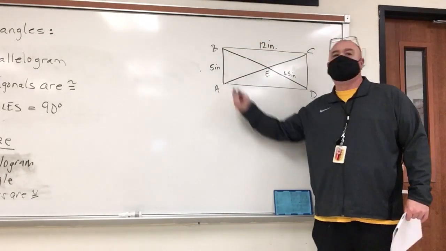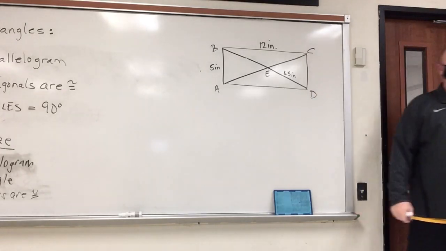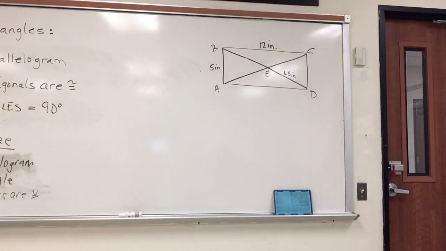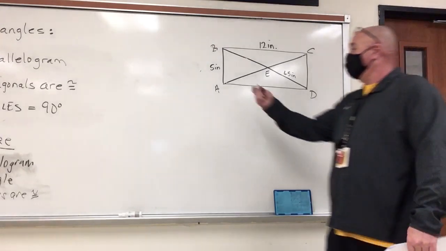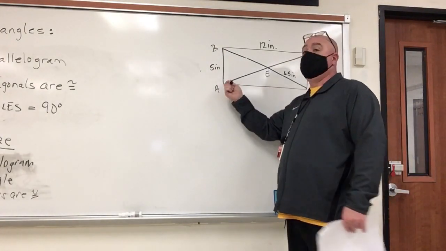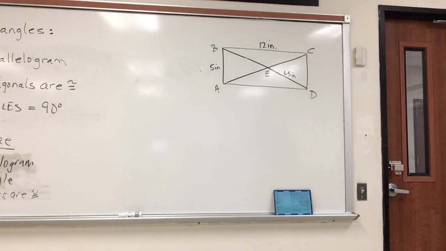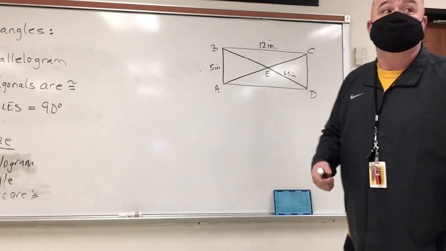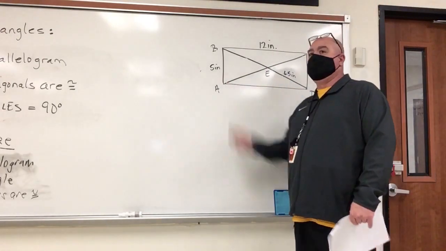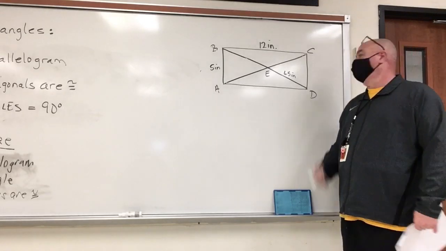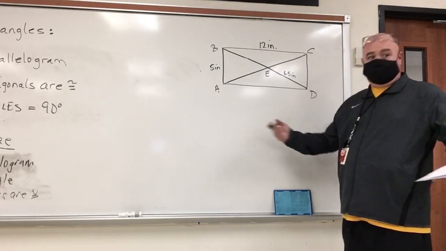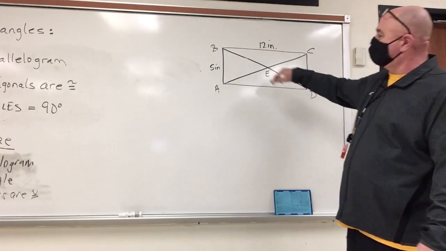Well, if that's 90, what's C? It's 90 also. Okay? Because opposite angles are congruent. Well, if BAD is 90, what's B going to be equal to? 90, because consecutive angles are equal to 180. And 180 minus 90 is 90. So we got 90, 90. Well, D's 90 also. Okay? Everybody understand? All right, let's go with the inside here.